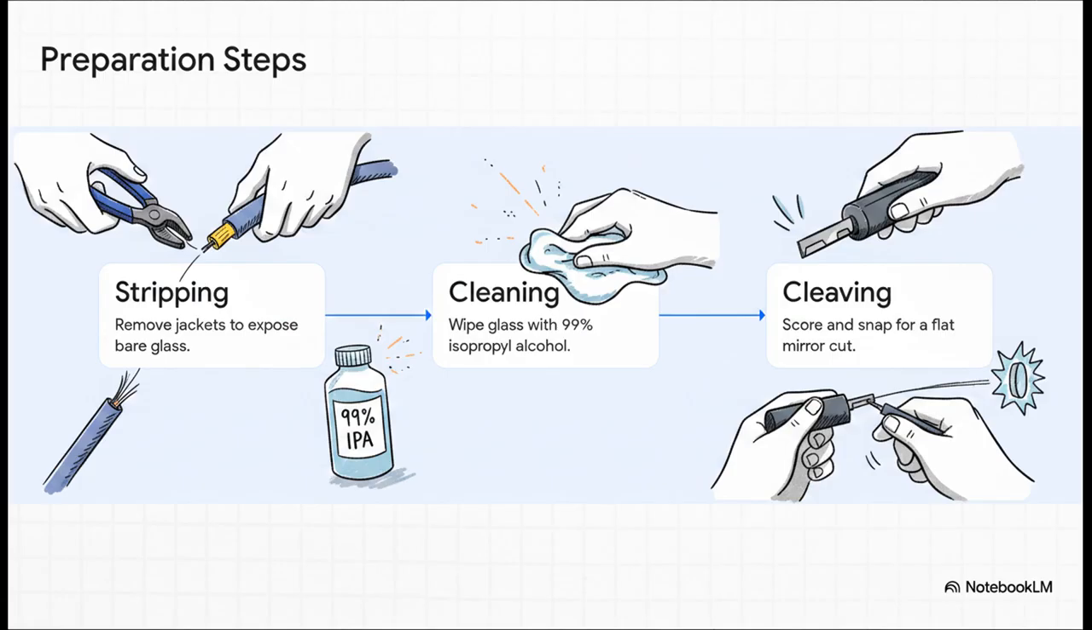Finally, step 3, you cleave it. Now, you can't just cut glass with scissors. It would shatter. You have to lightly score it with a diamond or tungsten carbide blade and snap it, creating a perfectly flat, mirror-like 90-degree fracture.